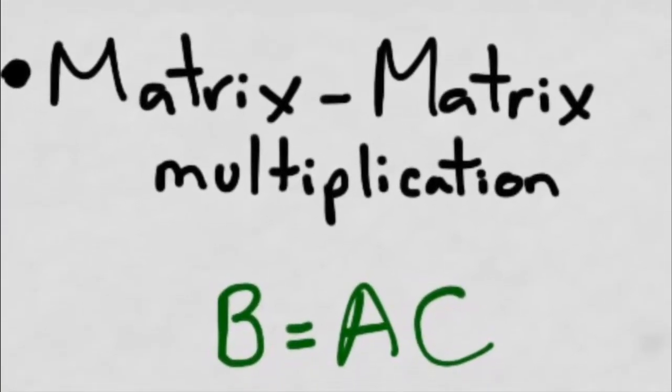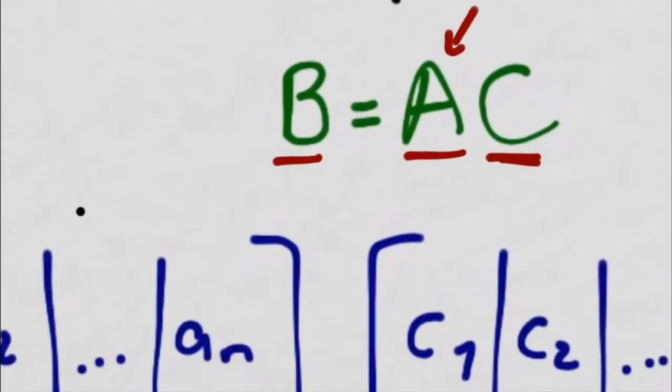In this case, we have A and C, two matrices that are being multiplied, and we are obtaining a new matrix B. For the product B equals A times C, each column of B is a linear combination of the columns of A. So, the first column is a combination of all columns of A determined by the coefficients of the first column of C. Let's look at it.